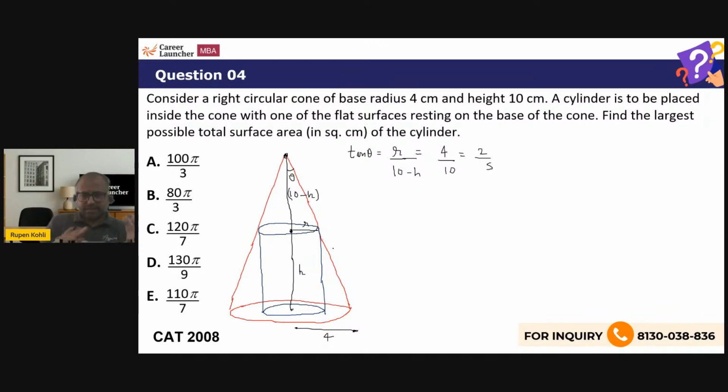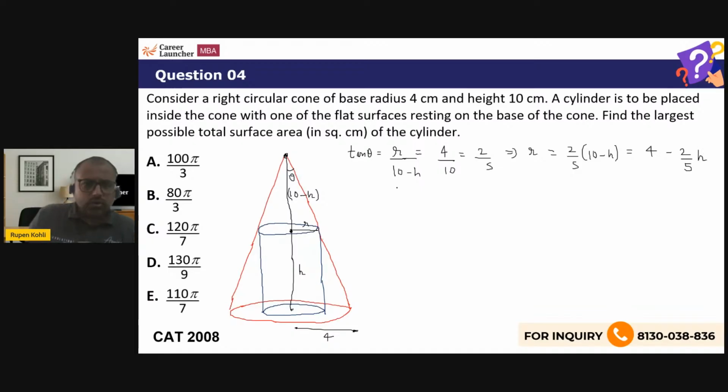Basically I'm looking at the front cross-sectional area of the solid, and I'm applying 2D geometry with respect to similar triangles. So here is the relation between the radius r and height h that I was trying to find. Can we say that r is 2 by 5 into 10 minus h? Or you can expand this also: 2/5 of 10 is 4 minus 2 by 5 h.